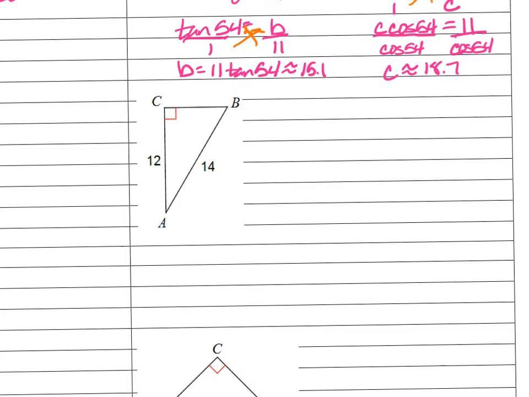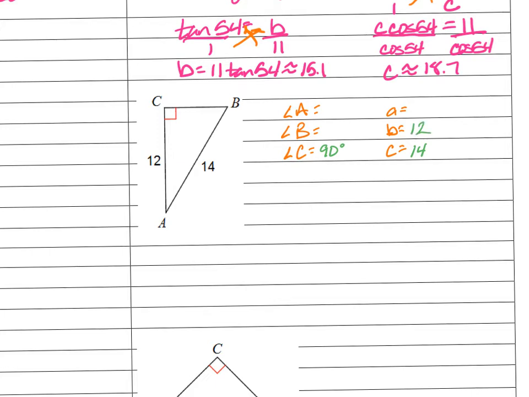So I want to find angle A, angle B, and angle C. And I want to find side A, side B, and side C. And I'm going to write in what I know. So I know the angle C is 90 degrees, and that's the only angle that I know. I know that side C is 14, and I know that side B is 12.